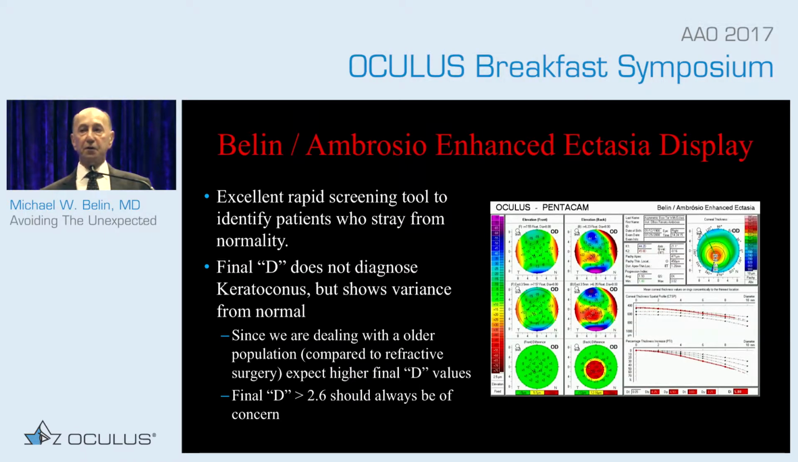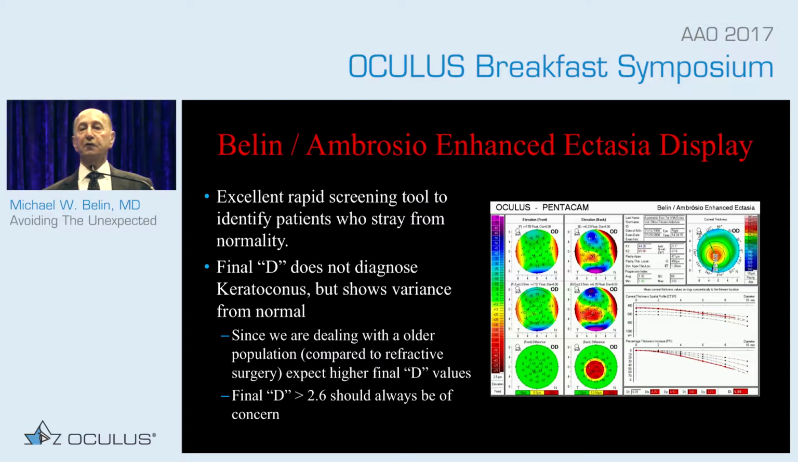Now, many of you, if you're doing refractive surgery, are familiar with the Belin Ambrosio, or the BAD display. It has utilization as a rapid screening tool for your cataract patients. It's an excellent rapid screening tool to identify patients who stray from normality. People kind of think it diagnoses keratoconus. It's really designed as a screening tool to separate normal from abnormal. The final D does not diagnose keratoconus, but shows variance from a normal population.